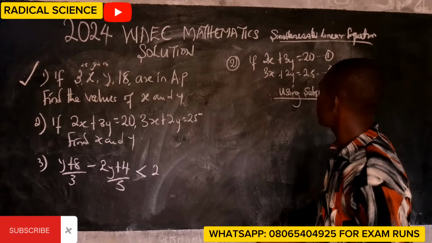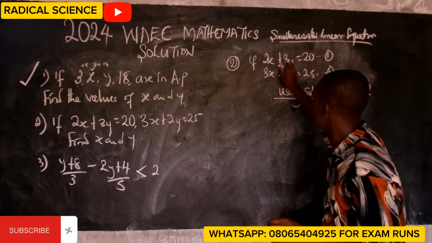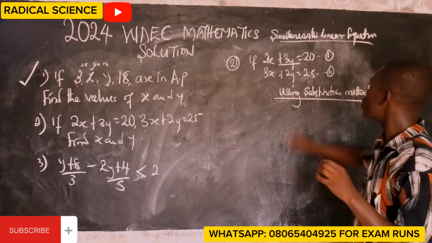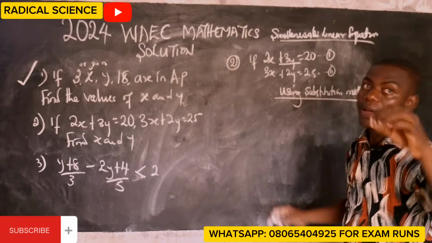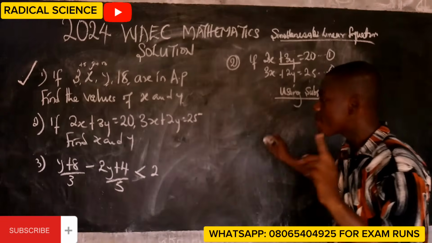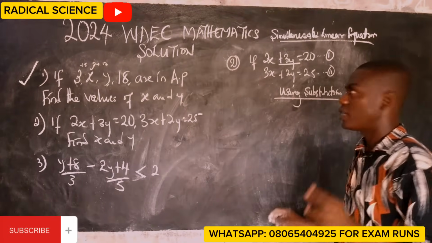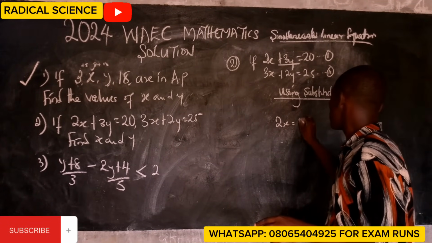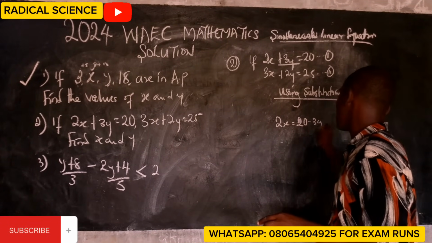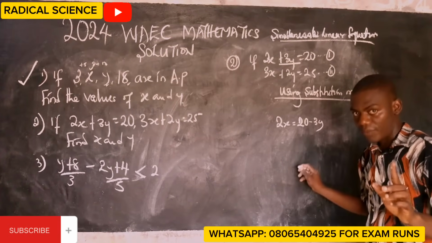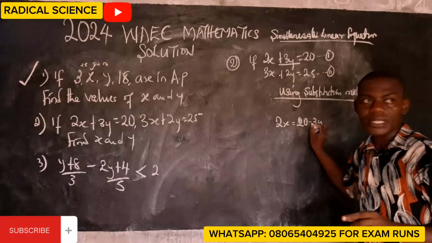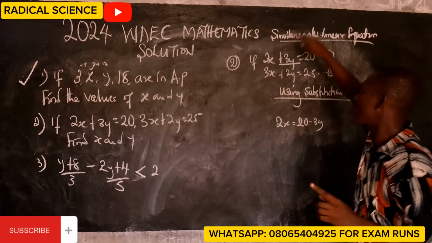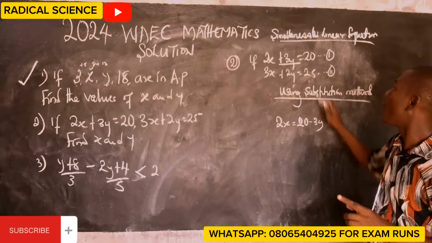Now, in solving substitution method, look at this. Allow plus 3y to cross the equality sign. You know very well, right from our primary school, that if plus 3y crosses the equality sign, it becomes minus 3y. Look at it, I'll have 2x equals 20 minus 3y. Have you understood this? Minus 3y came from equation 1. Plus 3y crossed the equality sign. It is now minus 3y.